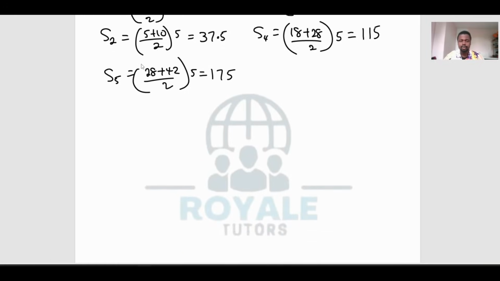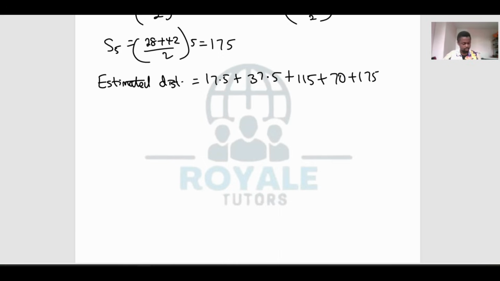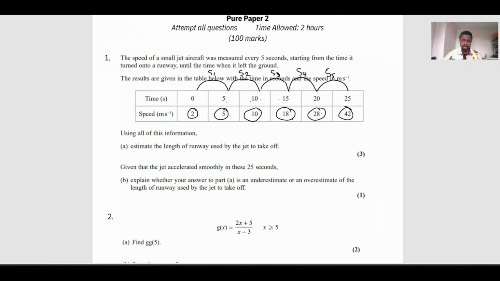Then we add them together. So the estimated distance is going to be 17.5 plus 37.5 plus 115 plus 70 plus 175. I wrote it down somewhere, so I should be able to give us the answer. That will be 415. Yes, 415. So the estimated distance, which might not be the actual distance, but just an estimation, is 415.